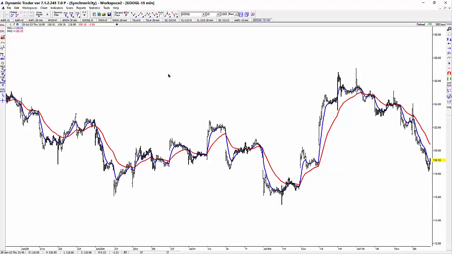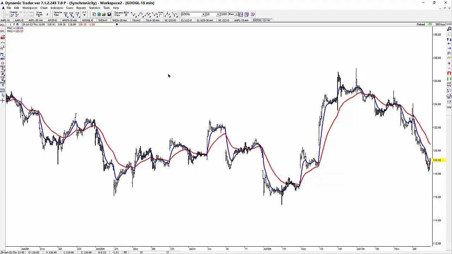Okay. I've never used those. But you can go ahead and test them and see if they work for you. I mean, 8 and 34 are both Fibonacci numbers. That's part of the reason why I'm using those.